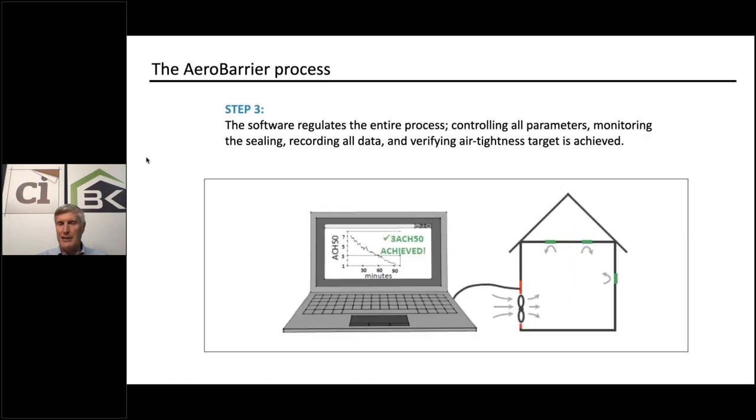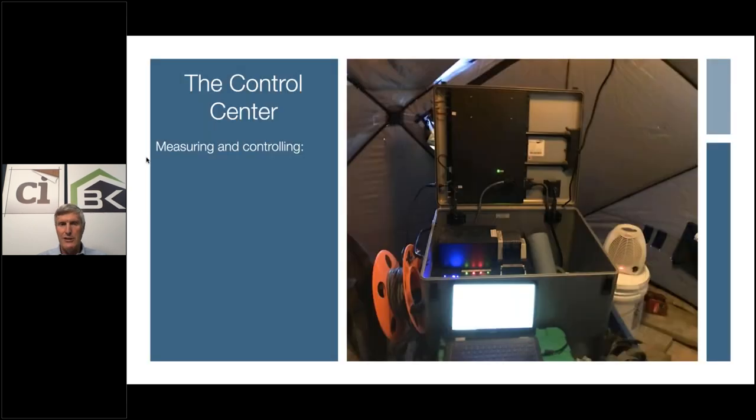The software regulates the entire process, controlling all the parameters, recording data, verifying the air tightness target. It's effectively doing a blower door test while it's doing the air sealing process. So there's that control center. It's monitoring the indoor temperature and relative humidity. It's monitoring and adjusting fan speeds. It's adjusting fluid pump speeds. It's adjusting house pressures based on the house getting tighter and tighter. Because you can imagine that as the house is getting tighter, the pressure is going to go up, so we turn down the fan. All of this is being done in an automated sense, with somebody sitting outside.